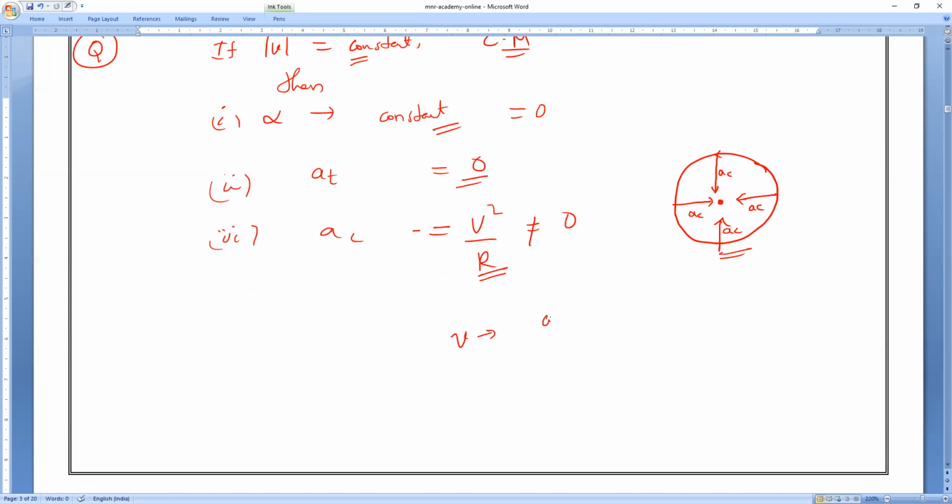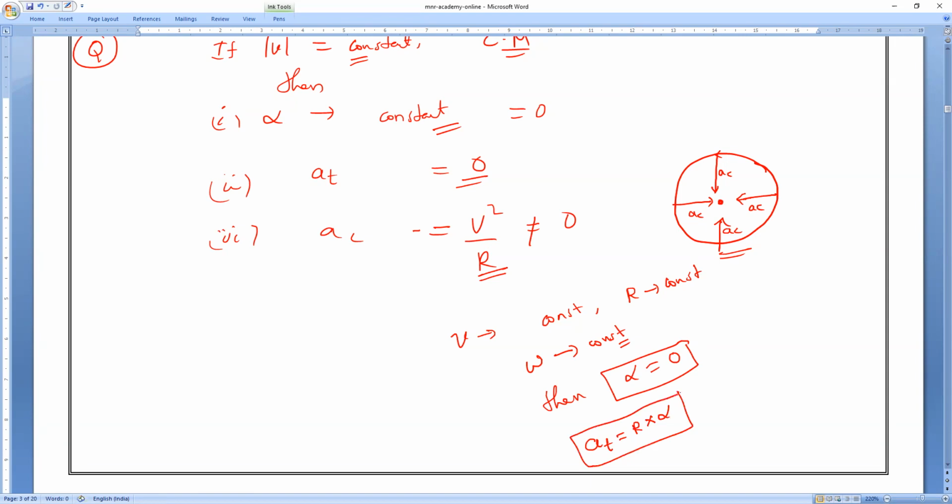If v is constant, and r is constant, then omega will also be constant. Then angular acceleration is equal to 0. Now, the relation between angular acceleration and linear acceleration is r into alpha. Whenever I say linear acceleration, it is actually tangential acceleration. That is what you have to remember.